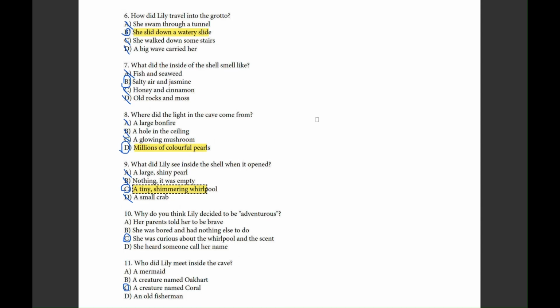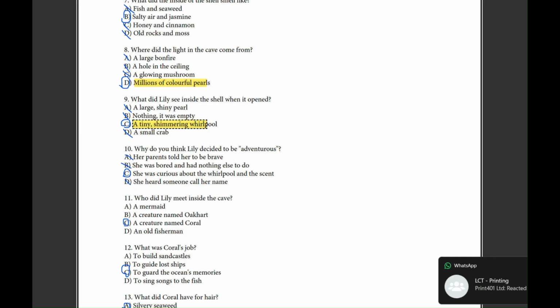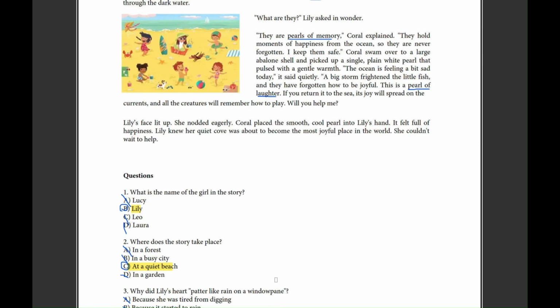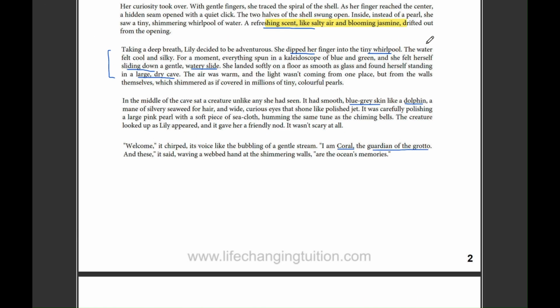Question 10. Why did Lily decide to be adventurous? Choices: A. Her parents told her to be brave, B. She was bored, C. She was curious about the whirlpool and the scent, D. She heard someone call her name. Why not A, B, D? They are not stated motives. Answer: C. She was curious about the whirlpool and the scent. Explanation. Her curiosity took over as she explored.